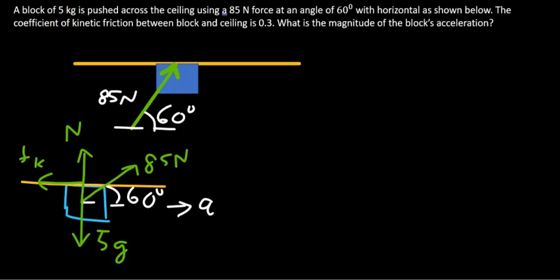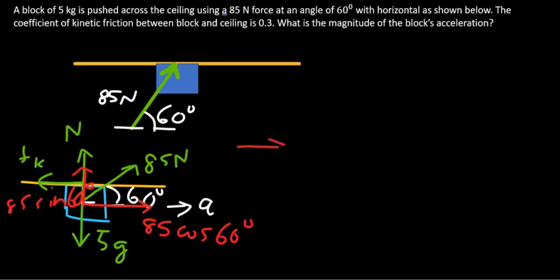It's important to note that in this case the normal force is not the same as the weight, because there is an additional push from the y component of that 85 Newton force. What do we mean by that? The 85 Newton force has two components. The x component, which is 85 times cosine 60 degrees, and the y component, which is 85 times sine 60 degrees. If you take that direction to be x and that direction to be y.